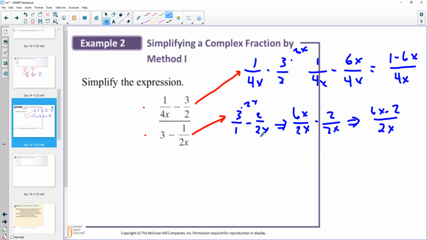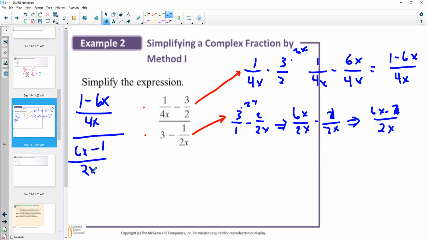All right, so now I can rewrite my complex fraction as something more sane. So I have 1 minus 6x over 4x. Just going to make sure I did everything right. And then I have, sorry, I'm looking for a mistake that I made. Do you see it? 3, 6x. Oh, I don't know why I made that a 2. It was supposed to be a 1. There we go. Over 6x minus 1 over 2x.